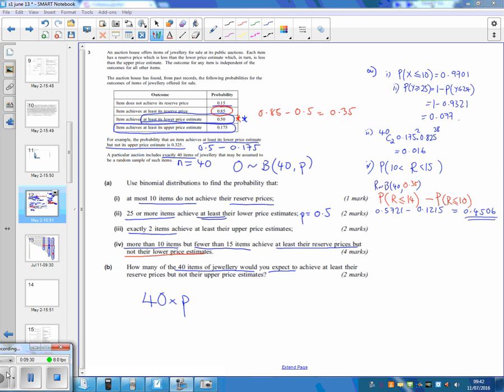So what probability am I going to use this time? So this time I want at least the reserve price, 0.85, but not the upper price estimate. So I need to take away 0.175. That will give me my probability I need to use, which is 0.675. So I've got my probability, then I just need to multiply by 40. 40 times by 0.675. So I'm just doing np here. And what do we get? Oh, so it's 27. There might be other ways to find this. This is the most straightforward.